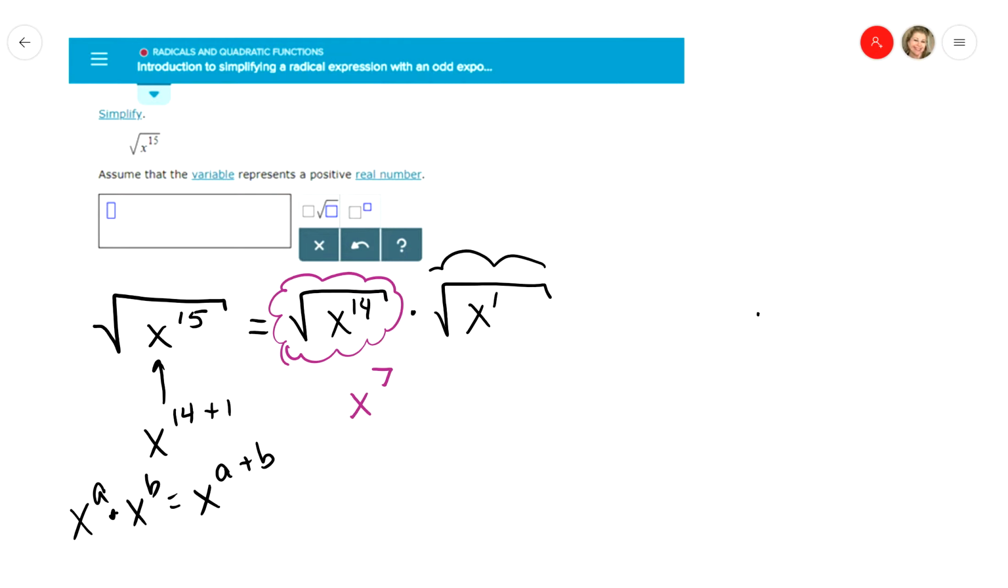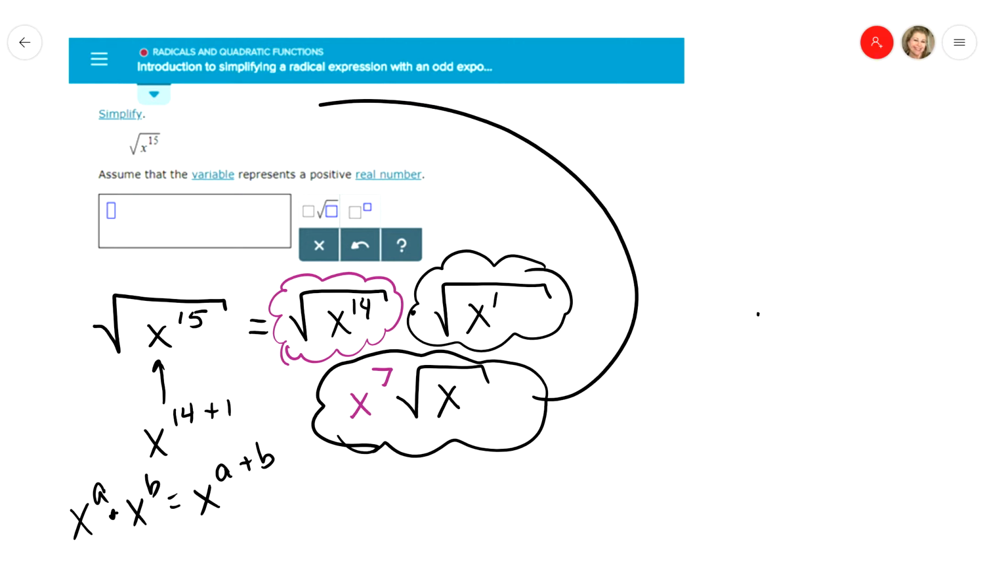Unfortunately, this guy, I can't take the square root of x to the first, so I just leave it as the square root of x to the invisible one. And this is my answer that I'll type in right here.